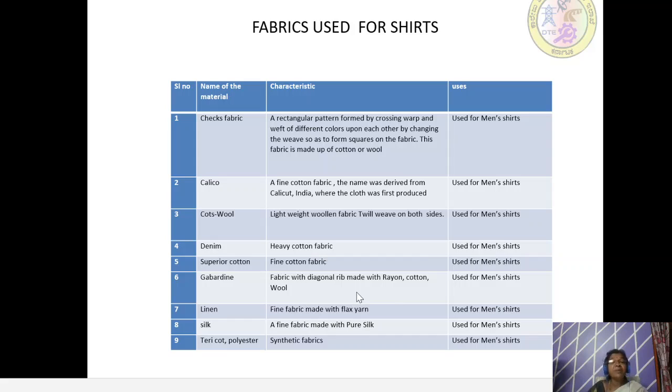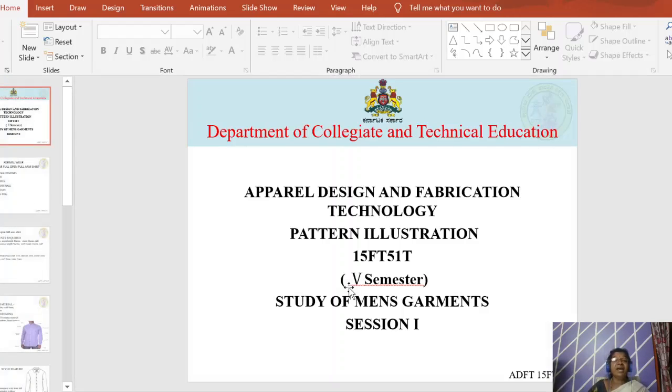Gabardine, it is a fabric with diagonal rib, made with rayon, cotton and wool yarns. This is also used for men's shirts. Linen, fine fabric made with flax yarn, used for men's shirts. Terracotta, polyester, all are synthetic fabrics. These are also used for men's shirts. These are the different fabrics we are using to make shirts. Thank you.